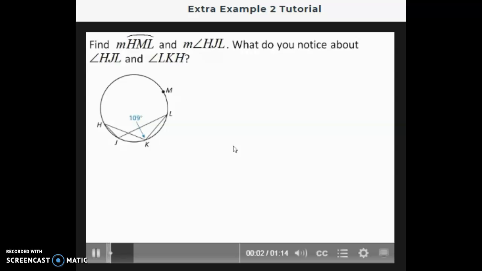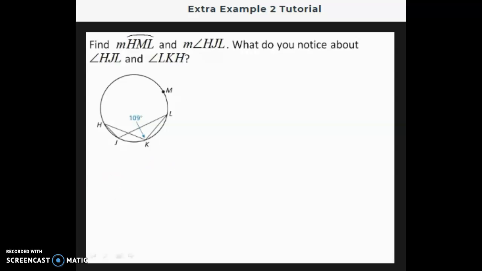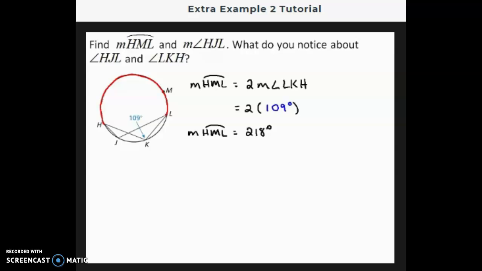Find the measure of arc HML and the measure of angle HJL. What do you notice about angle HJL and angle LKH? Begin by finding the measure of arc HML. Notice that arc HML is intercepted by the angle LKH. So by the measure of an inscribed angle theorem, the measure of arc HML equals 2 times the measure of angle LKH. Substituting in the given information from the diagram gives 2 times 109 degrees. So the measure of arc HML equals 218 degrees.